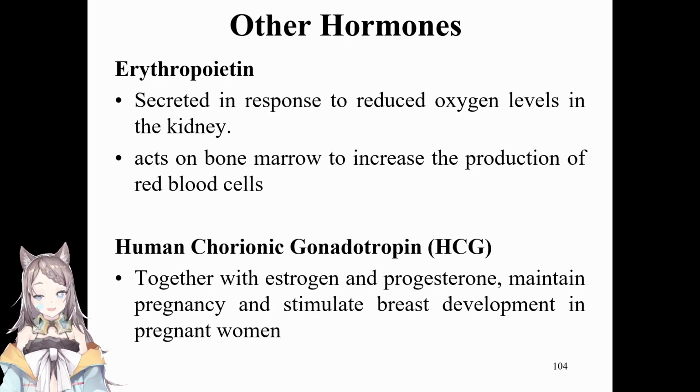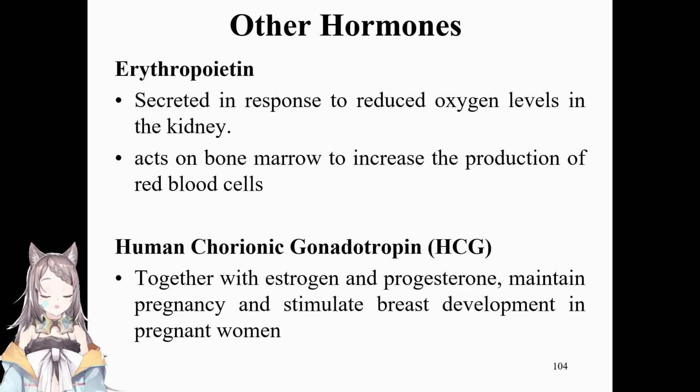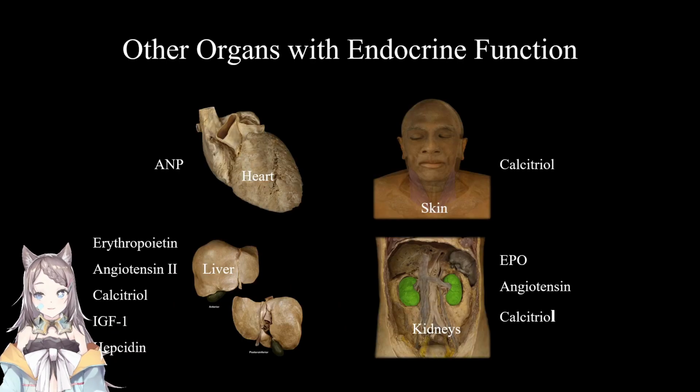You also have your HCG, or human chorionic gonadotropin. This works together with estrogen and progesterone. It maintains pregnancy and stimulates breast development in pregnant women. So if you have HCG in your urine, congratulations, you are now pregnant. Some other organs with some endocrine function, you have it right here.